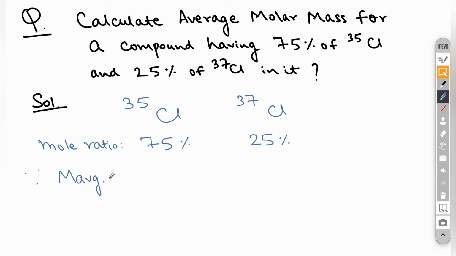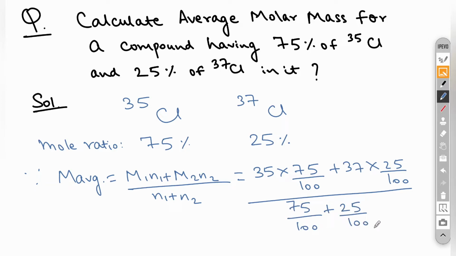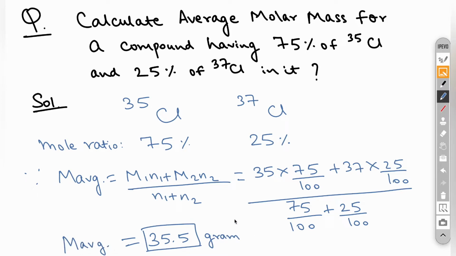M average is equal to M1 N1 plus M2 N2 divided by N1 plus N2. Here only two components are present. So 35 into 75 by 100 plus 37 into 25 by 100, divided by 75 by 100 plus 25 by 100. On solving, we will get 35.5 as the answer. 35.5 grams, M average.